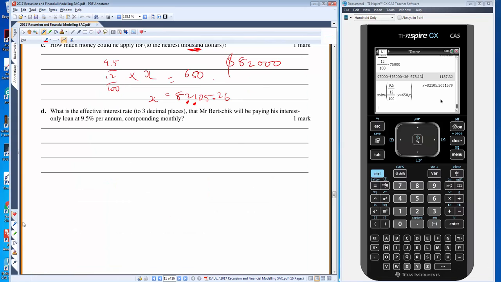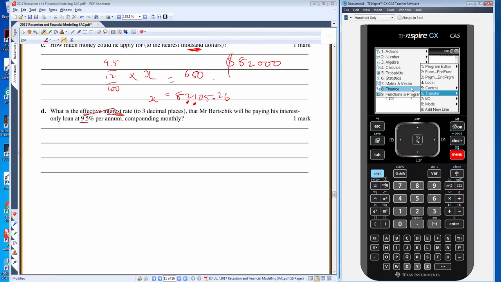Alright, so then question D, what's the effective interest rate? A lot of you went to the formula for this one, but if you just ask for the effective interest rate given the interest rate, make sure you use the calculator one, which is EFF. So let's go menu, and I think it's in finance. Oops, there it is. Interest conversion and effective interest rates, EFF.